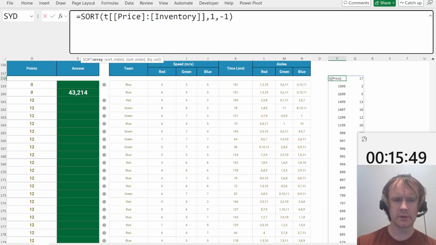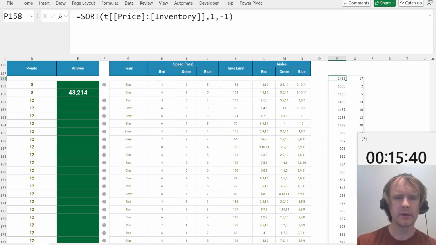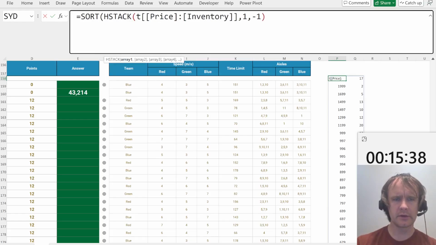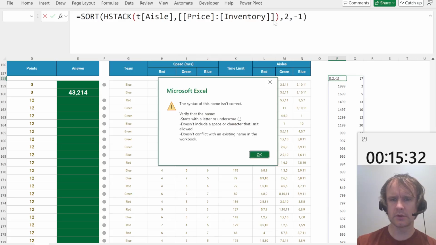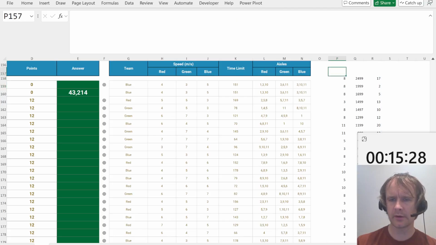Can I just, I don't know. I'm used to doing structured references in a certain way. No, it doesn't like that. All right, never mind. So let's just hstack t aisle with that. And now we're sorting on column 2. Didn't like that. Oh, my t disappeared. There we go. Okay, so this is aisle value quant.